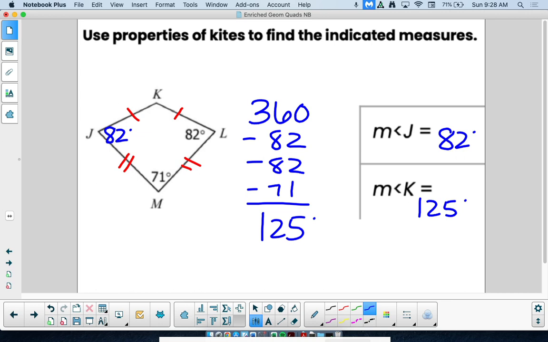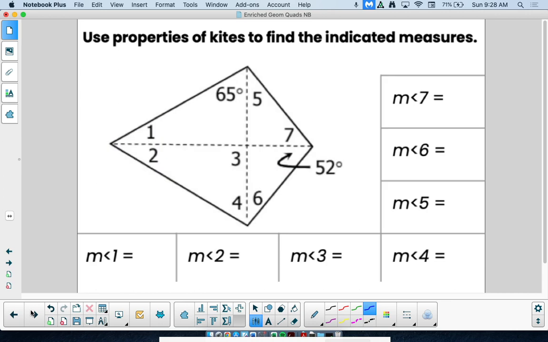All right, the next example is probably one of my favorites. I love these puzzle ones, right? We're trying to find all the missing angle measures. There's 7 of them here. If you maybe want to pause the video and try these on your own, awesome, go for it. I'm gonna though go ahead and start.